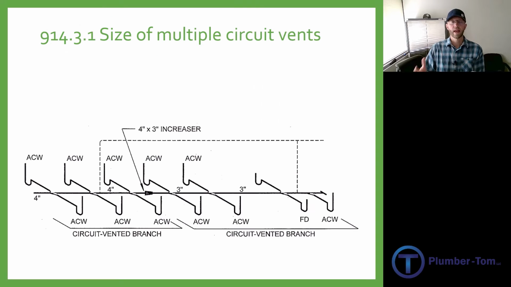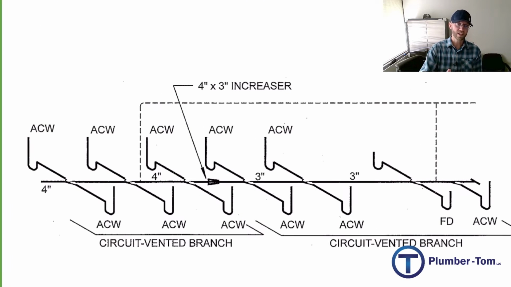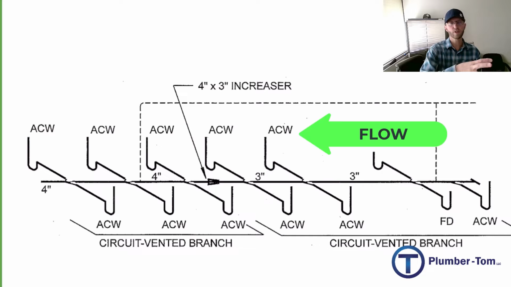circuit vent. And when it comes to the size of the drainage pipe, we just have to be conscious of the number of drainage fixture units going into that. So you can see in the middle of this diagram, after having passed so many of the fixtures, they're going to increase that as it continues to pick up fixtures downstream. And that's all going to be based on our Chapter 7 drainage sizing.